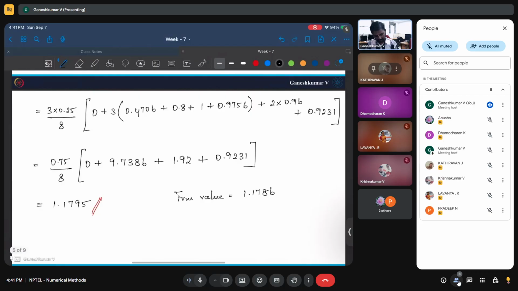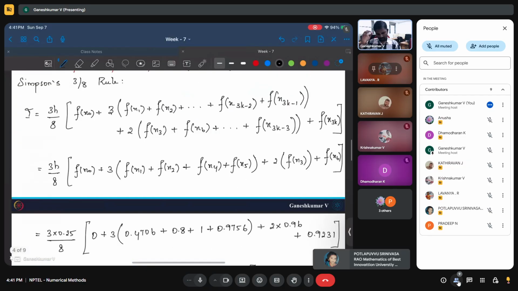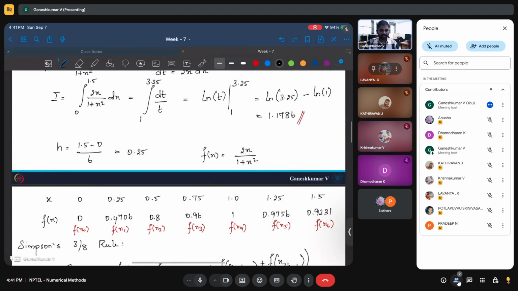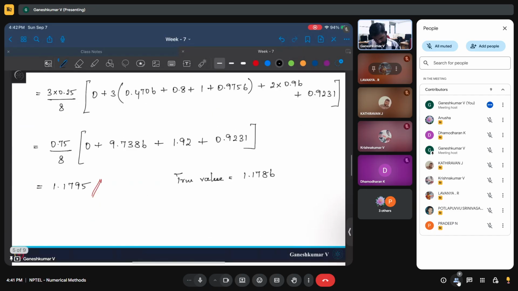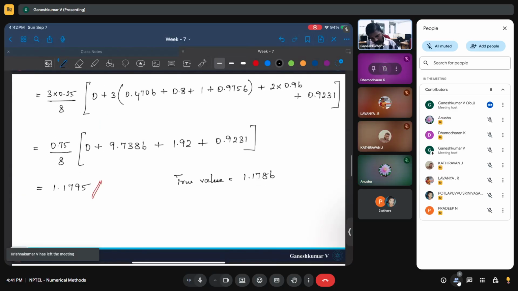All right. Any questions? So in numerical integration, it's going to be just straightforward application of formula. Okay. I hope there is no question here.